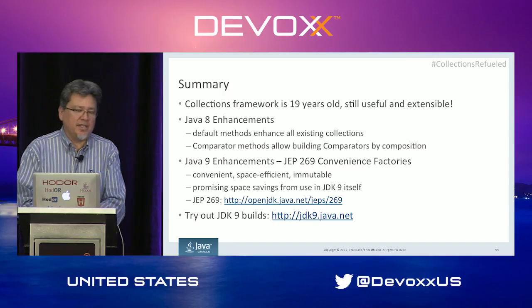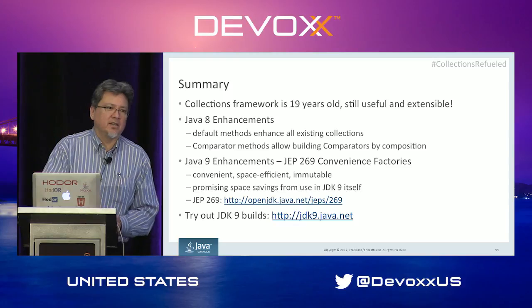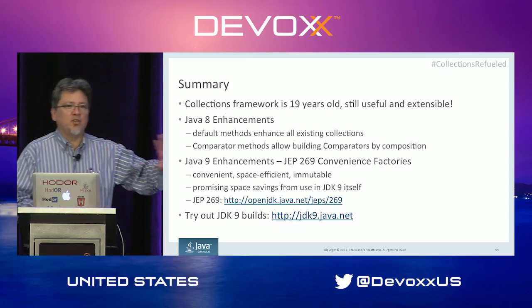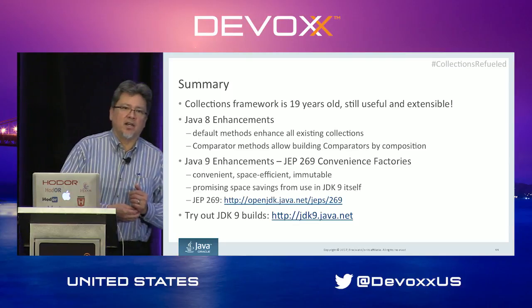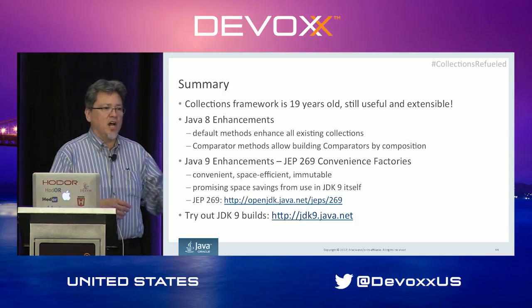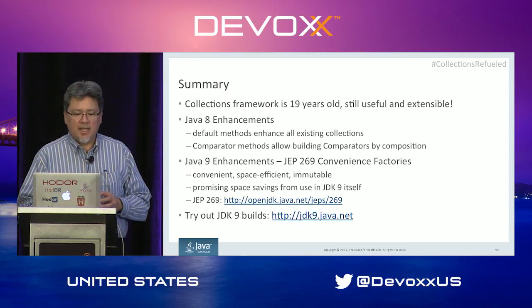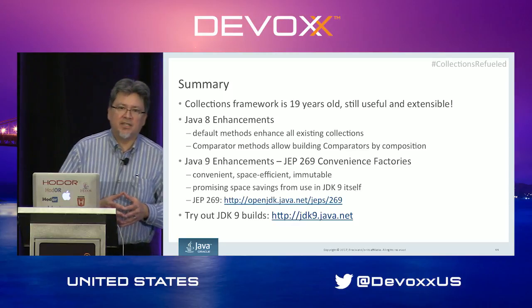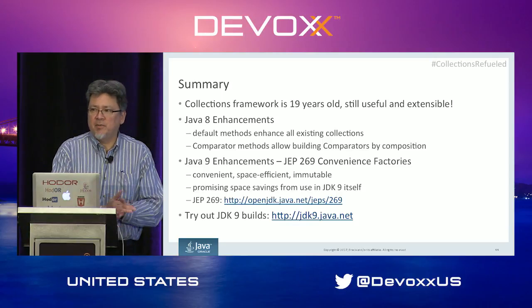So the collections framework is 19 years old, and it's old, but we're still working on it. There are lots of new enhancements in Java 8. We saw all those new default methods that add new functionality to all the existing collections. And then in Java 9, we have our collections convenience factories that provide new, compact, immutable collections, and they're much more convenient to write. And I encourage you to go to the JDK 9 download page and download JDK 9. They should be in any recent build, and I encourage you to try them out.